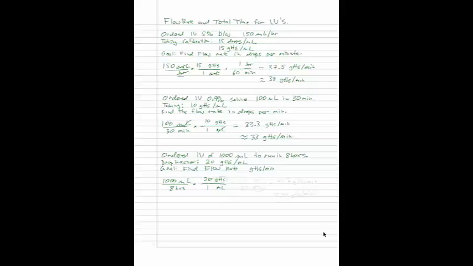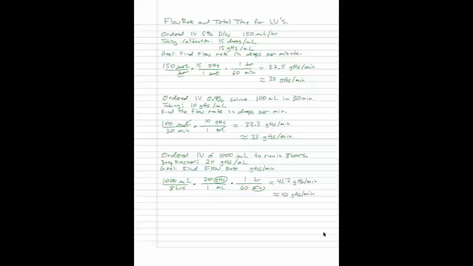That's not what we're looking for. We're looking for drops per minute. So we need hours to cancel. Hours on top, minutes on the bottom. 1 hour is, of course, 60 minutes. As everything cancels, we are left with drops per minute. 1,000 times 20 times 1 divided by 8 times 60 comes up to be about 41.7 drops per minute, which we will round to about 42 drops per minute.